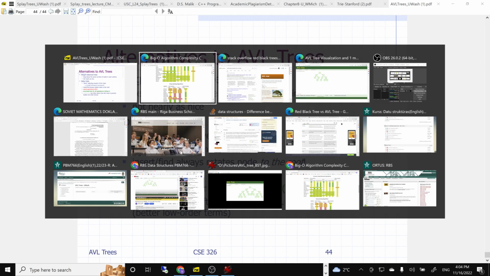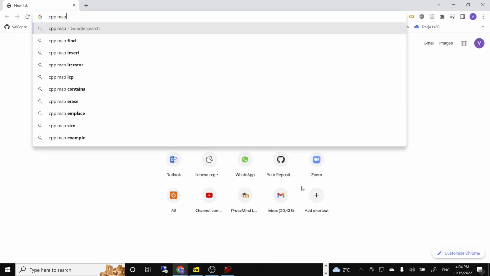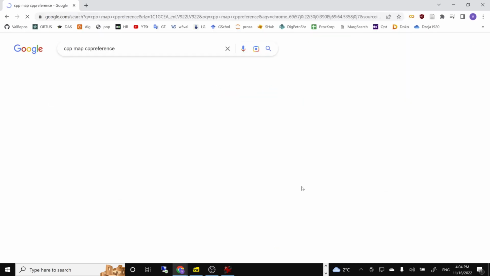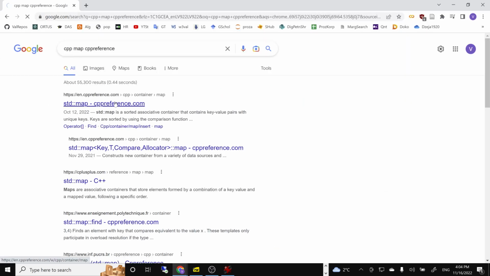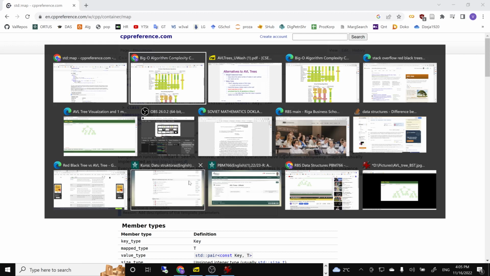There's discussion. Let's look at our C++ map, the C++ map reference. It is a sorted associative container. Notice this part here: it's usually implemented as red-black trees. However, there's no requirement; technically these could also be done as AVL trees. So which one should you use, if you have a choice?